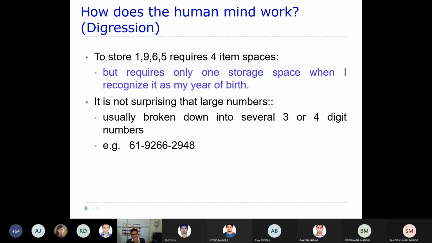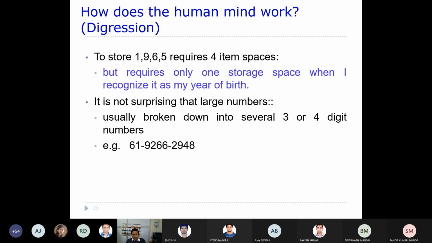Now you can think of something like this: maybe your Aadhaar card number, which is a set of numbers, or maybe your pin code.